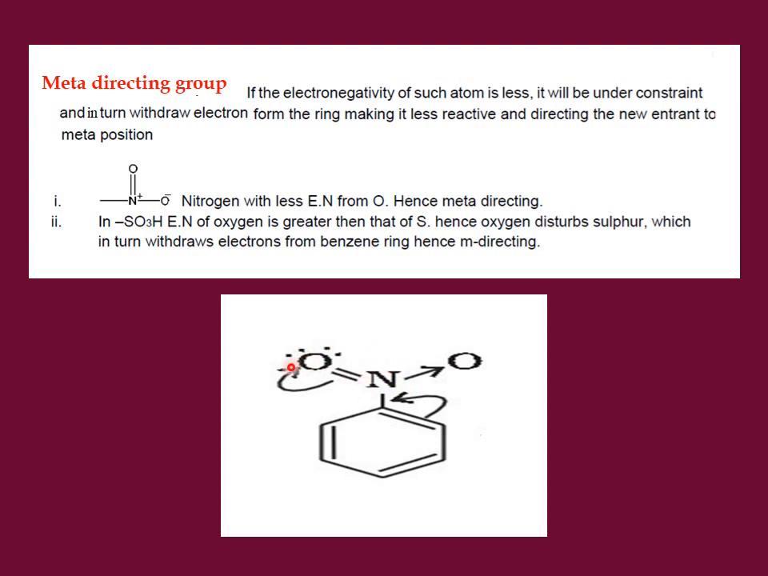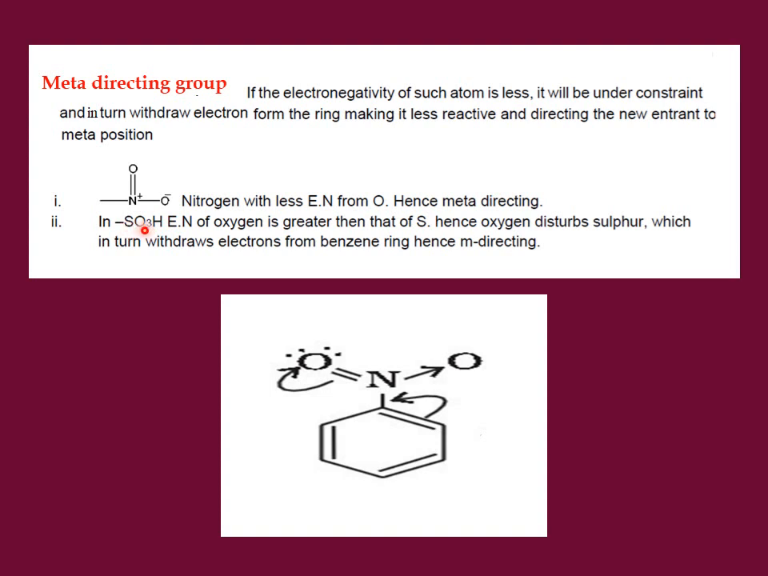For example, in NO2, nitrogen has less electronegativity as compared to oxygen. Similarly, SO3H is also meta-directing. Why? Because the electronegativity of the sulfur atom is less as compared to the other atoms attached to it, that is oxygen. That is why it withdraws the electronic density from the benzene ring towards itself, therefore directing the incoming group towards the meta position.